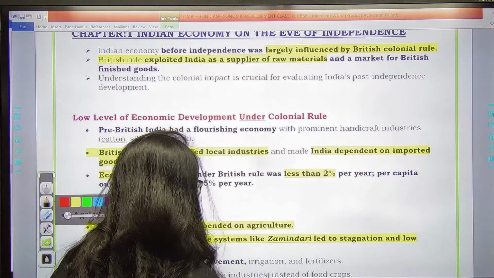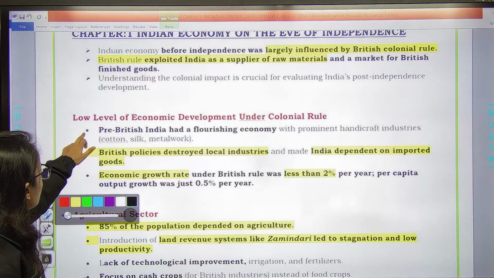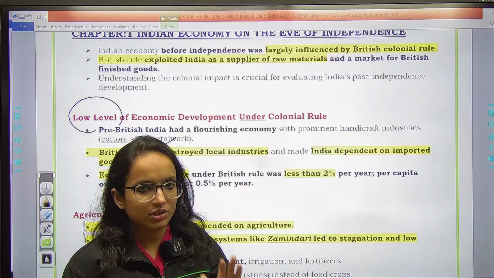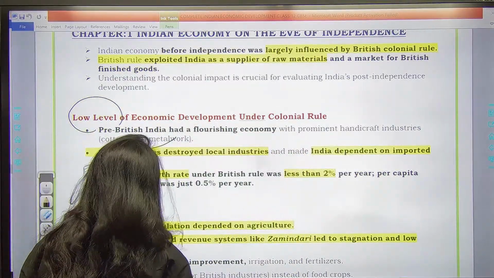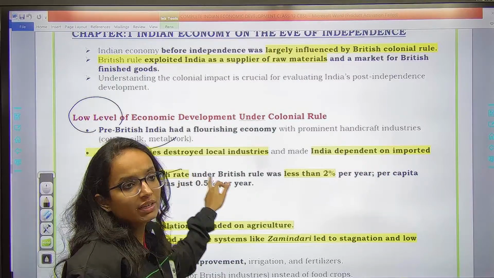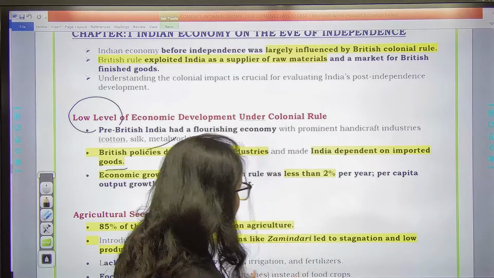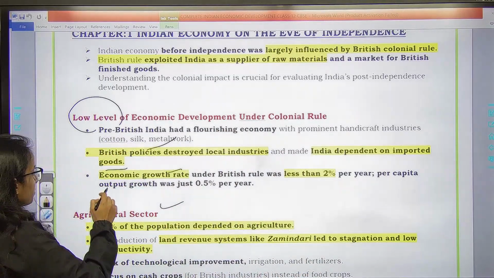Under the economic scenario, under colonial rule, you see there was a low level of economic development. Pre-British India was very flourishing, right? We were very flourishing before colonialism. But then British policies destroyed our local industries, cottage industries, destroyed everything due to heavy industrialization, and India became heavily dependent on imported goods.